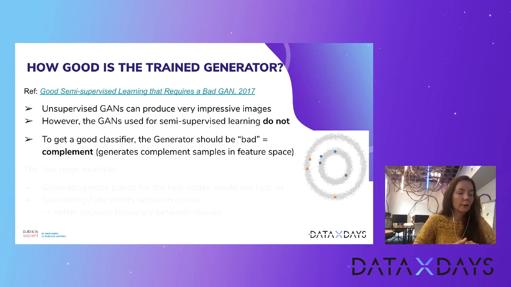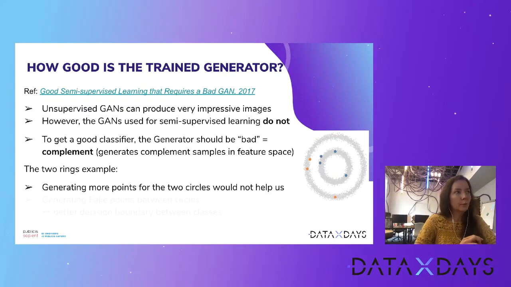Basically, the point there is that in order to get a good classifier, the generator should be bad. By bad, it just means that instead of generating images that look real, it should generate images that are complementary to the real ones in feature space. This is, I think, most easily seen with our two-ring example. Here, our feature space is just a two-dimensional plane. So the complementary points to the real ones would be whatever lies outside of the two rings. So in between rings, inside the inner ring, outside the outer one. That's the complementary space.